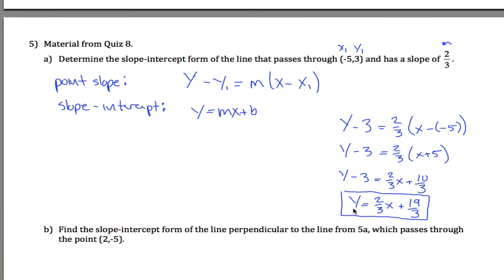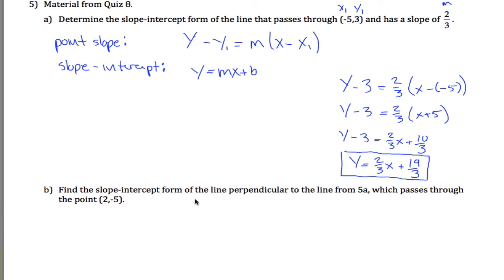Slope-intercept form of this line, this guy right here. I used point-slope form, even though it didn't specifically say anything about that in the problem, because point-slope form is a good means of getting to slope-intercept form when you have the slope and 1 point.